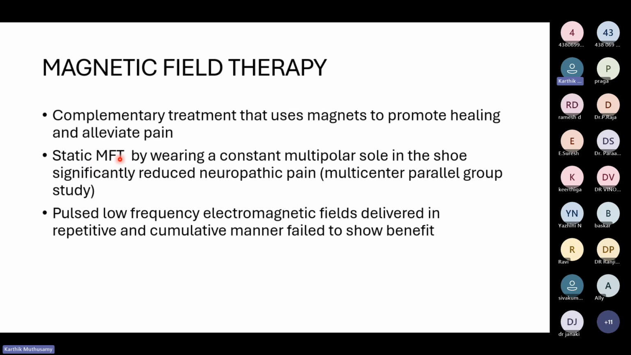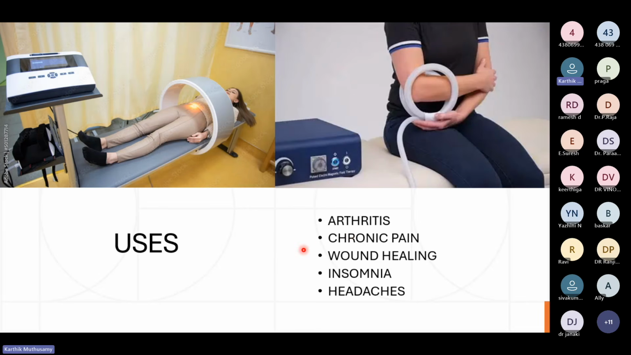How we use static magnetic field therapy is we wear a constant multipolar sole in the shoe where the patient has diabetic neuropathic pain. The sole should be in contact with the painful area, and by contact with the magnetic field, it causes a reduction in neuropathic pain. Studies show pulsed low frequency electromagnetic fields show no benefit in diabetic neuropathic pain management. Other uses of magnetic field therapy are in arthritis, other chronic pain, wound healing, insomnia, and headaches. Patients with a pacemaker cannot undergo this magnetic field therapy.